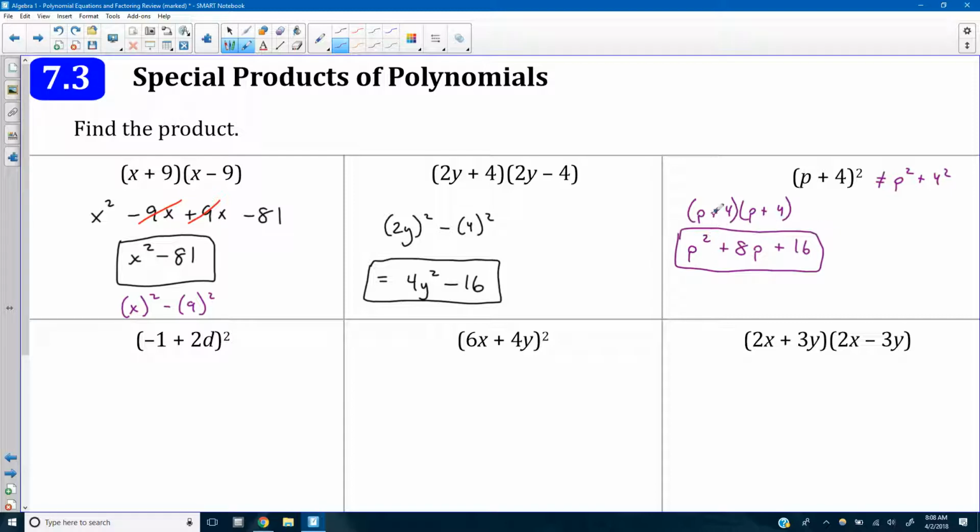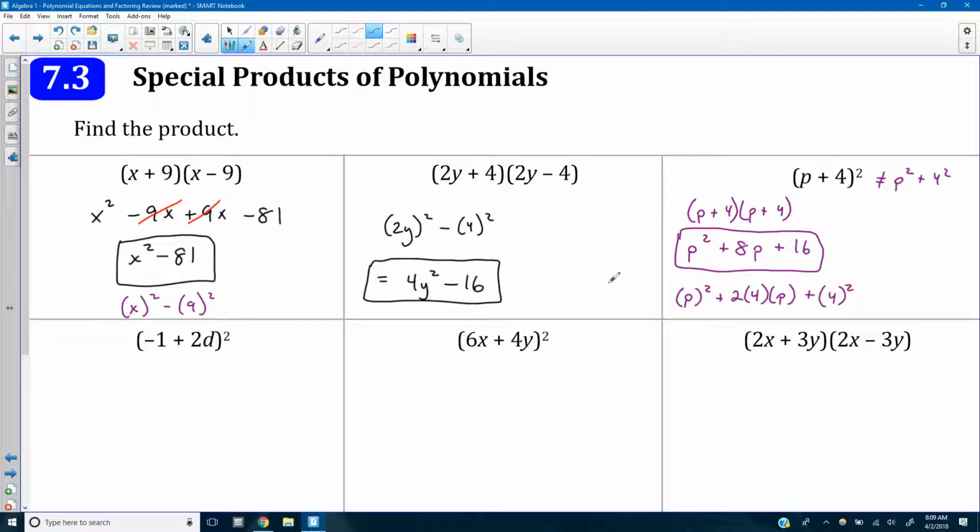And one great thing with these is this was the first term squared. This is double the product of the two terms inside there. And then this is the last term squared. I'll make sure to follow that pattern next time. Otherwise, you can always FOIL.